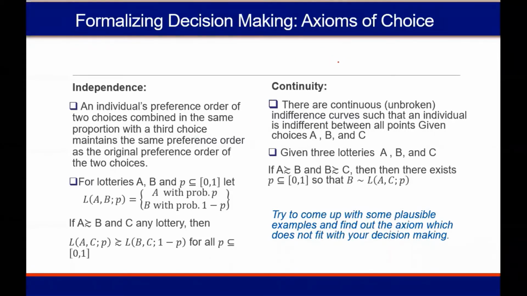When you take some P which is greater than zero but less than 50, in that case neither A nor C is getting 100% weight. A is getting some weight, C is getting some weight. That means you are getting a mix of A and C. Is it not?